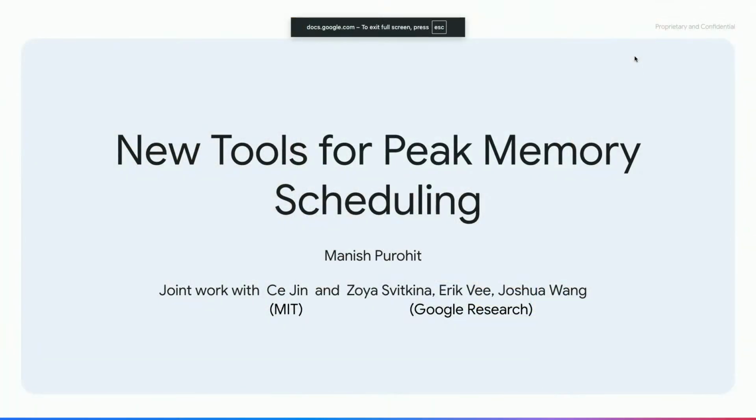All right, our next speaker is Manish Purohit, who will speak on new tools for peak memory scheduling. Thanks, Kirk. Thanks for being here. I'm Manish from Google, and this is joint work with Surgeon, who was at MIT at the time and is now at Berkeley, and the rest of my group at Google, that's Zoya, Eric, and Joshua.